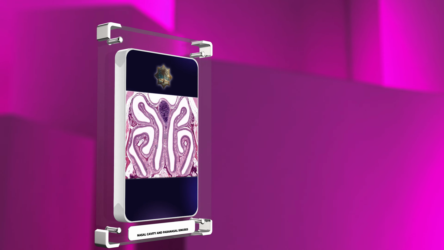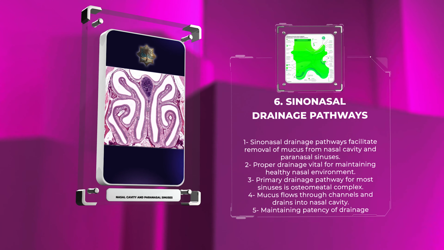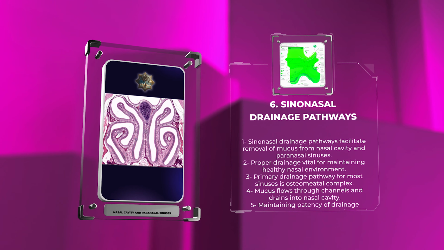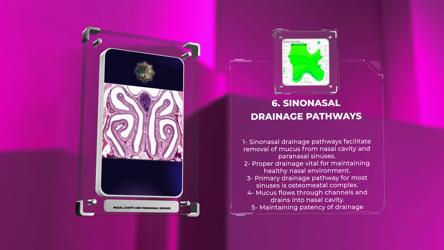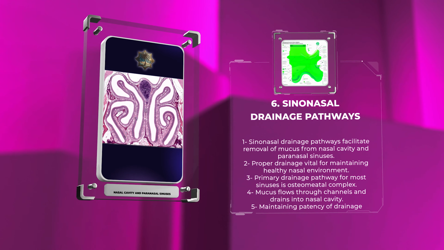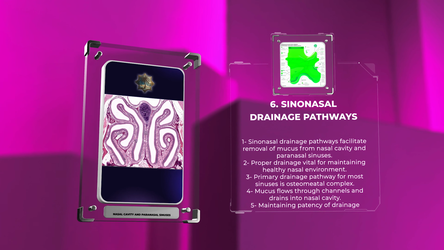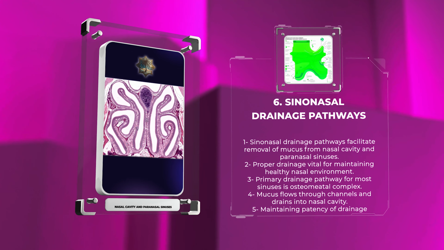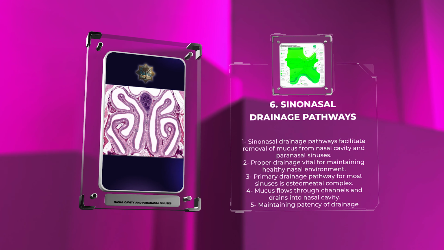The sinonasal drainage pathways are a network of interconnected channels that facilitate the removal of mucus from the nasal cavity and paranasal sinuses. Proper drainage is vital for maintaining a healthy nasal environment and preventing the accumulation of mucus, infectious agents, and debris. The primary drainage pathway for most of the sinuses is the osteomeatal complex. This complex includes the maxillary ostium, the frontal recess, the ethmoid infundibulum, and the middle meatus. Mucus produced by the sinuses flows through these channels and eventually drains into the nasal cavity. Maintaining the patency of the drainage pathways is essential to prevent the development of sinusitis, which we will discuss in detail in the next section.